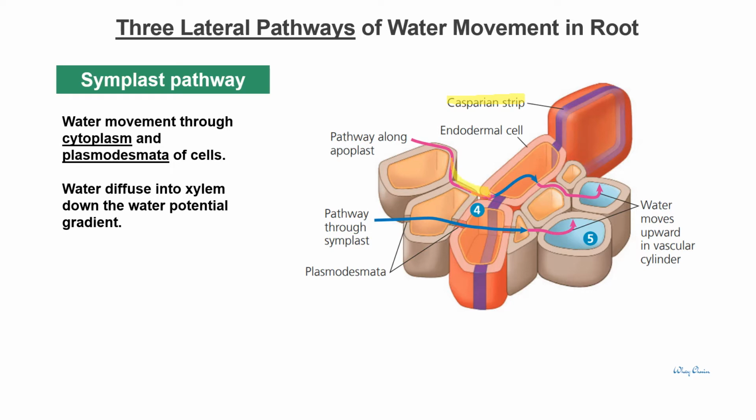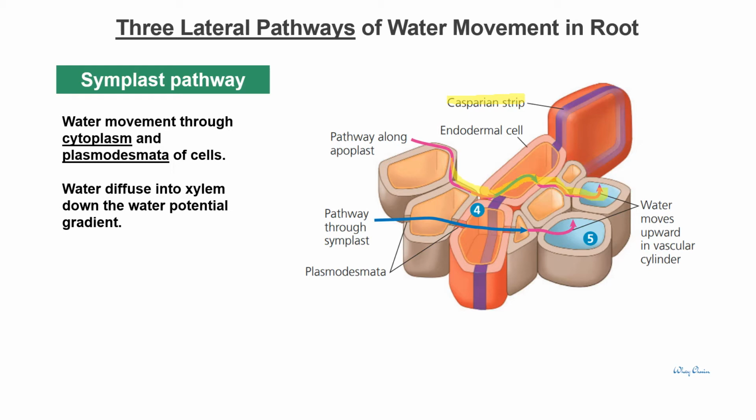So, the water molecules will be shifted to another pathway, which is the symplast pathway. Water will move into the cytosol of the endodermal cell, and then leave through the cell wall to the pericycle cell, and then move along the apoplast pathway until it reaches the xylem vessel of the xylem tissue.